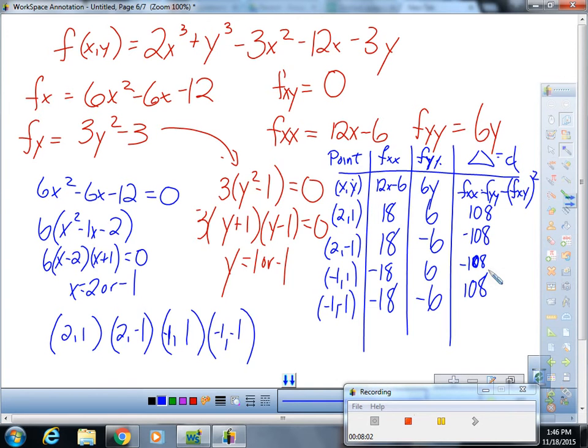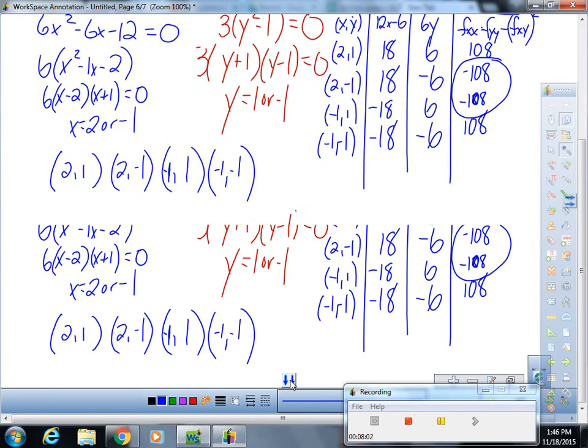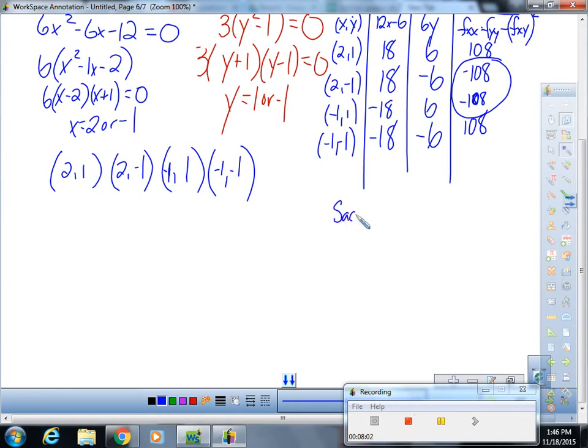So immediately, we know that we have no insane pigs, because we never had the discriminant equal to 0. We do have 2 confused pigs. When the discriminant is negative, then we have saddle points. So, we have saddle points at the 2 in the middle: 2 comma negative 1 and negative 1 comma 1.